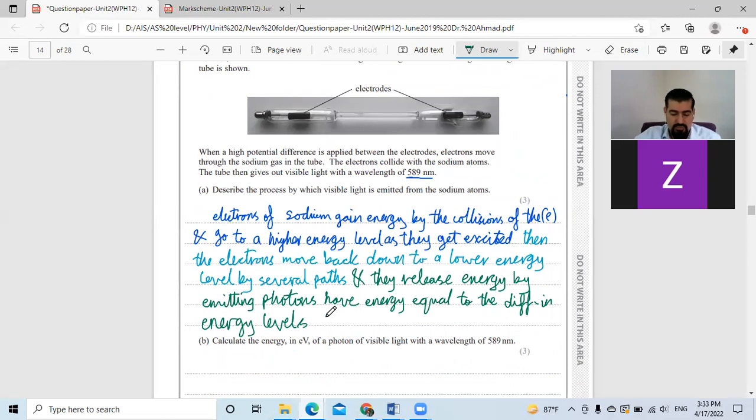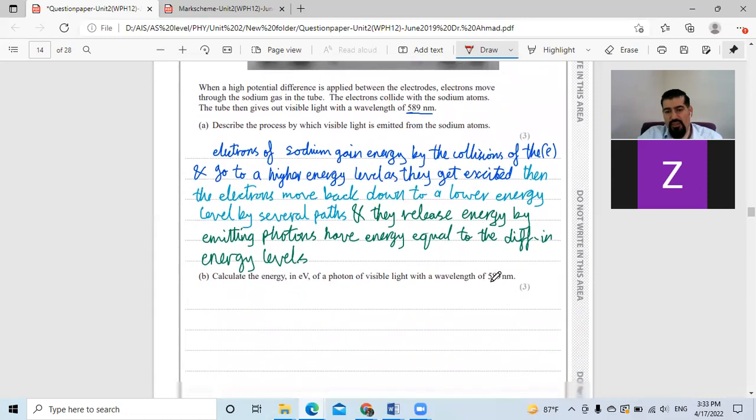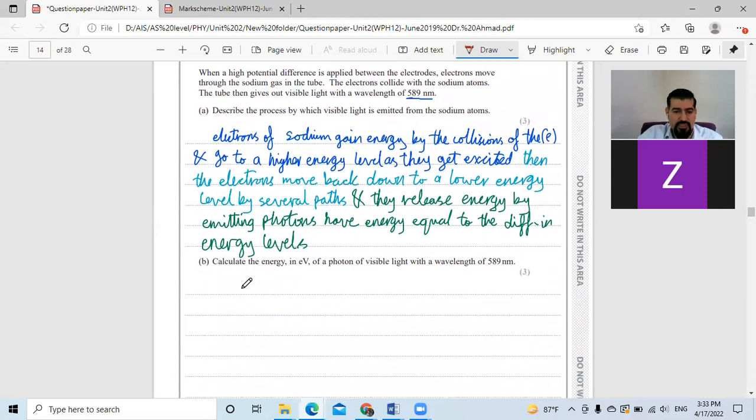Then what do they ask in part B? In part B, they ask us to calculate the energy in electron volts of the photon of visible light with what? With a wavelength of 589 nanometers. Now we know that the energy of the photon is equal to the Planck constant multiplied by the frequency.